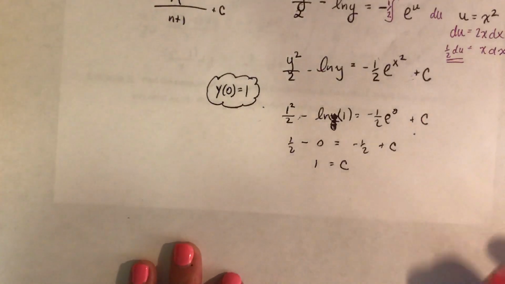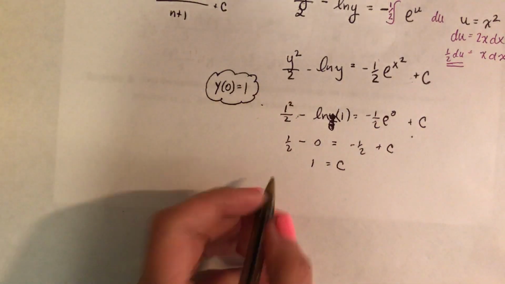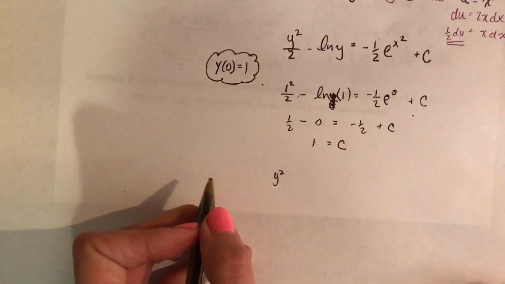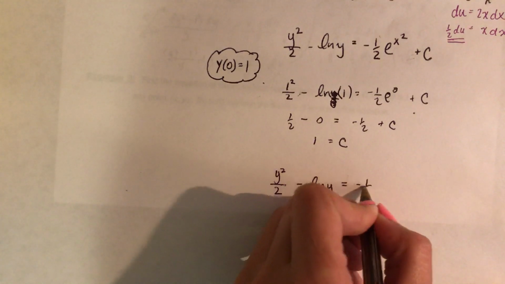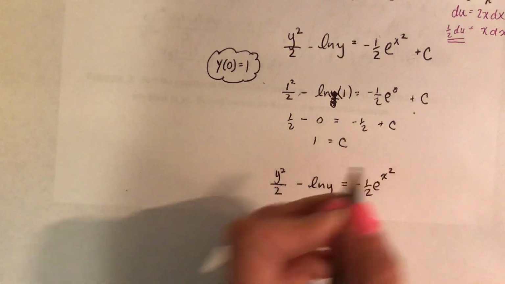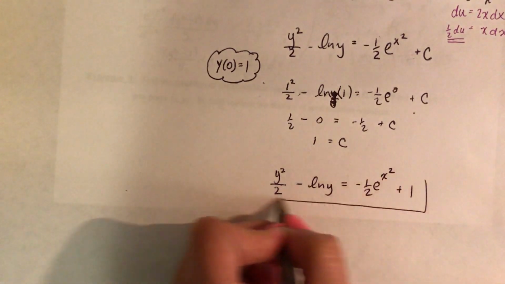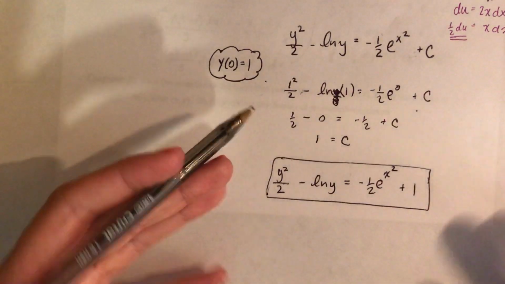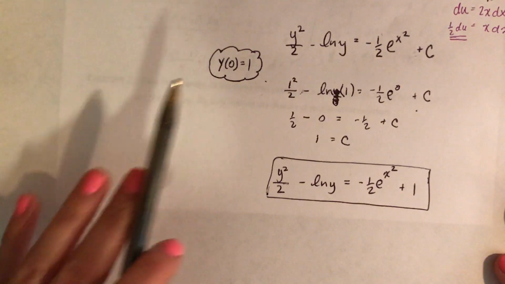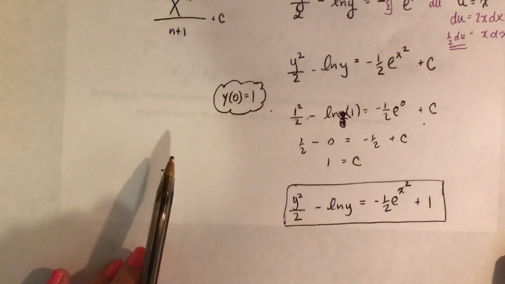Okay, so that leaves me with rewriting my final answer as y squared over 2 minus ln y equals negative 1/2 x squared plus 1. And again, doesn't have to be in terms of y. That's an equation. It's completely acceptable. Okay, so that would be the answer for example 2.